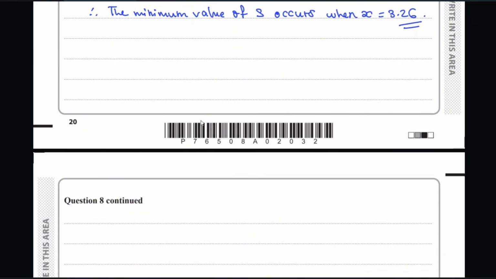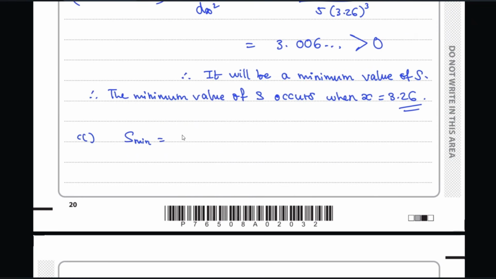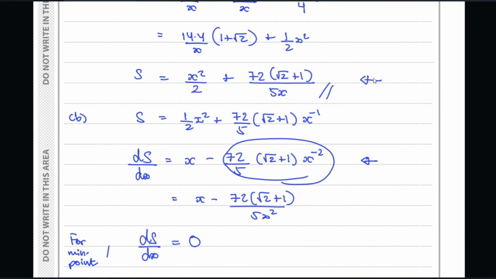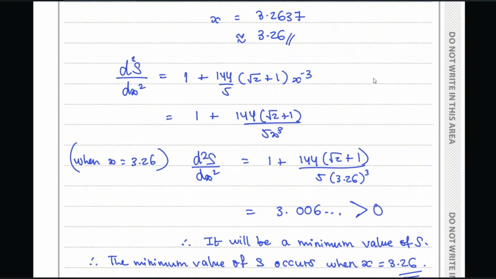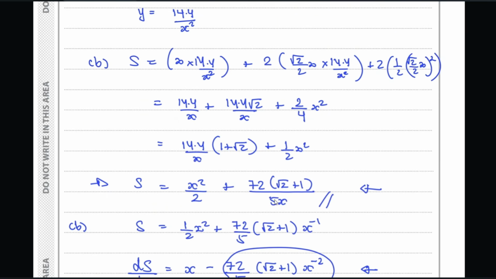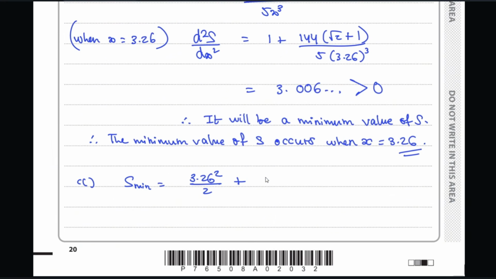So we can say s minimum is equal to, let's have a look at the s equation. This one here. So x squared over 2. So that will be 3.26 squared over 2 plus 72 times √2 plus 1 divided by 5x. So 72 times √2 plus 1 divided by 5 times 3.26. Let's see what we get.